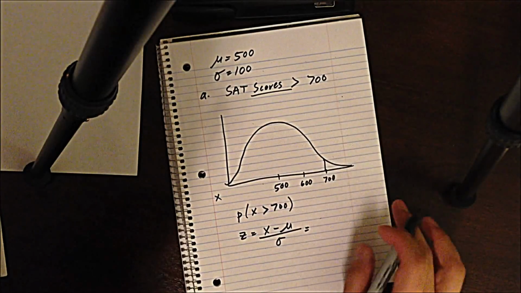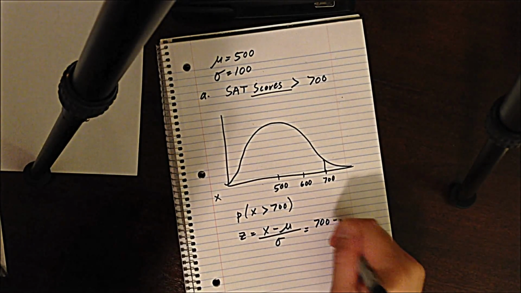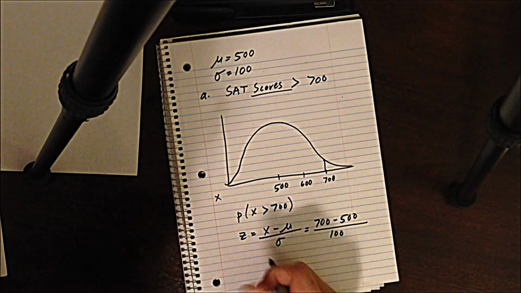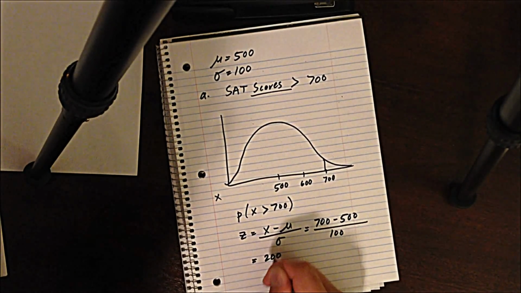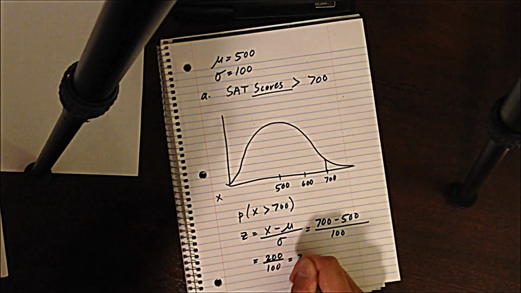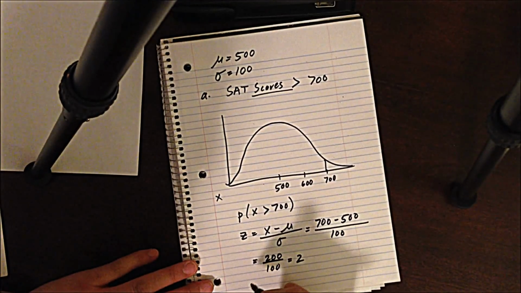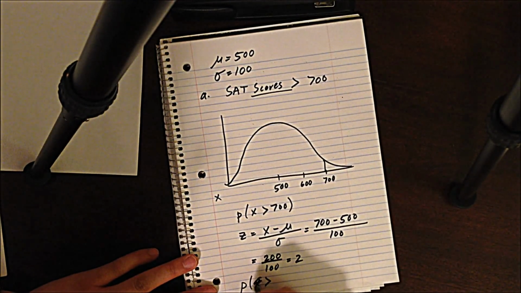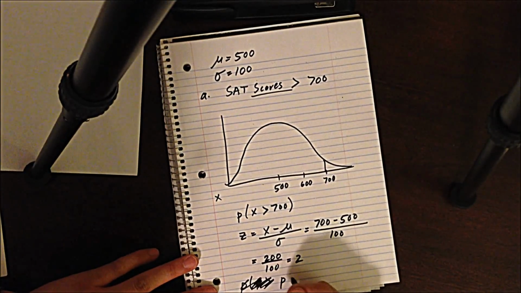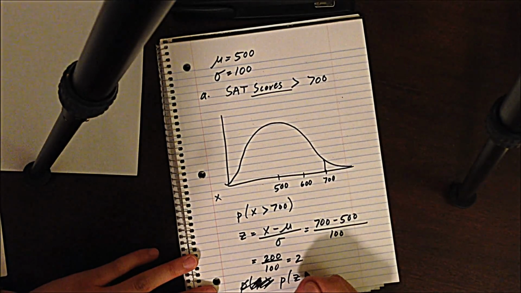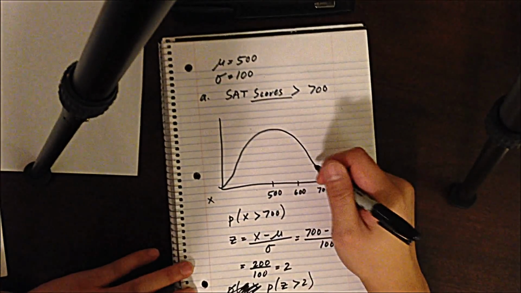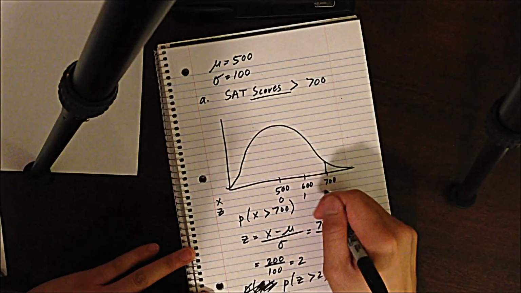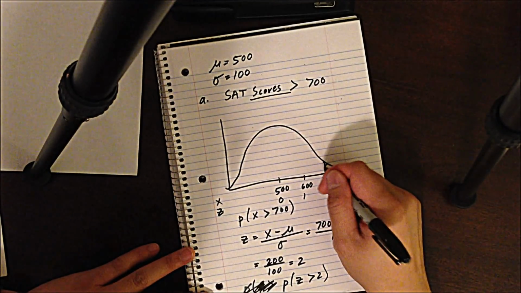So let's plug in our knowns. 700 minus 500, our mean, over standard deviation. Right, 200 over 100 equals 2. So let's rewrite this now. What's the probability of getting X greater, what's the probability of getting a Z greater than 2? So we know that Z, 0, 1, 2.